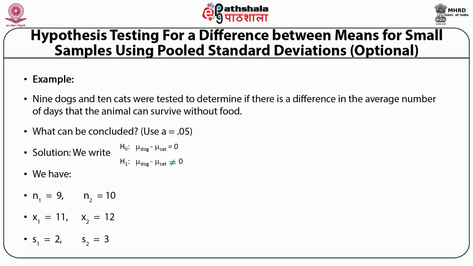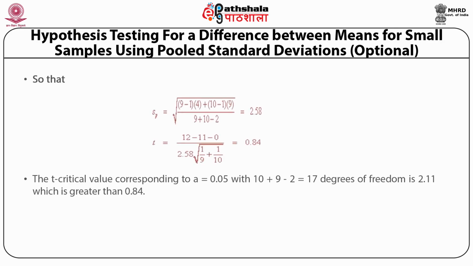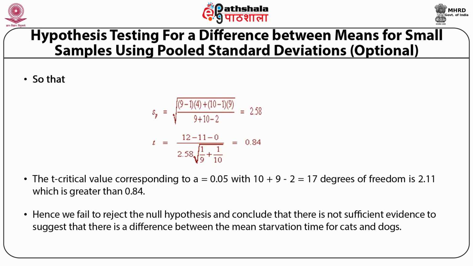We have used this t test. The t critical value corresponding to alpha equal to 0.05 with the degrees of freedom n1 plus n2 minus 2, which is equal to 17 degrees of freedom, is 2.11, which is greater than 0.84. Hence, we fail to reject the null hypothesis and conclude that there is not sufficient evidence to suggest that there is a difference between the mean starvation time of cats and dogs.